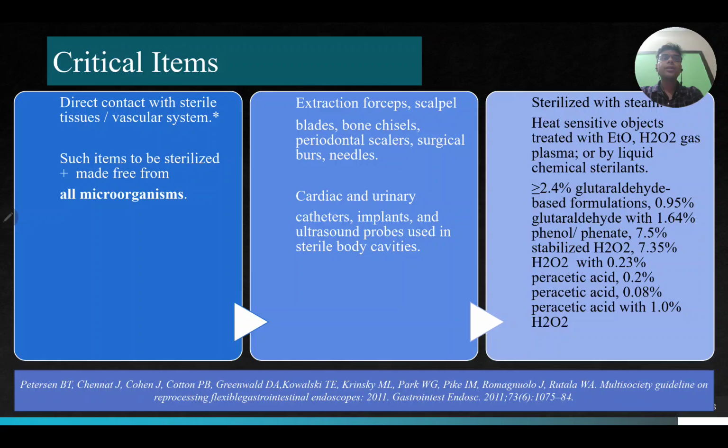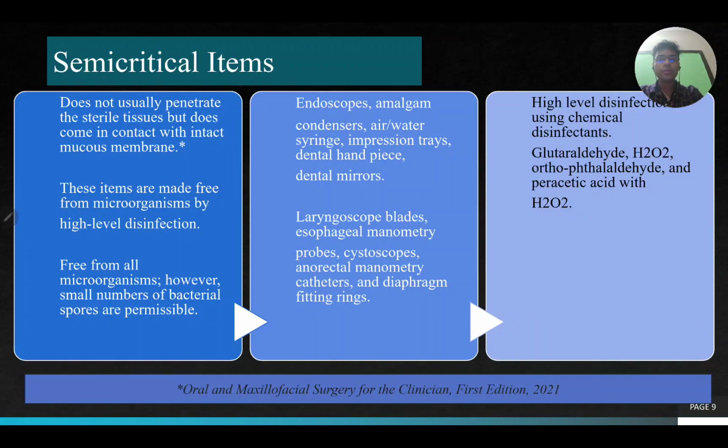These instruments should be sterilized with steam. Those instruments which are heat sensitive should be treated with ethylene oxide, peroxide gas plasma, or by liquid chemical sterilants. Examples include greater than or equal to 2.4% glutaraldehyde-based formulations, 0.95% glutaraldehyde with 1.64% phenol/phenate, 7.5% stabilized peroxide, 7.35% peroxide and 0.23% peracetic acid, 0.2% peracetic acid, and 0.08% peracetic acid with 1% H2O2.